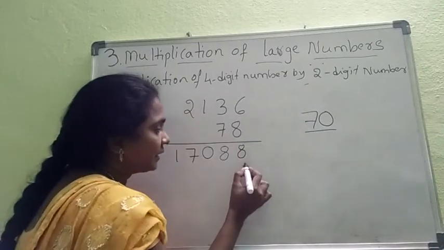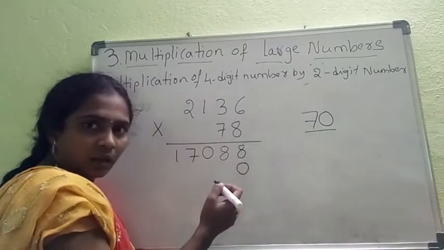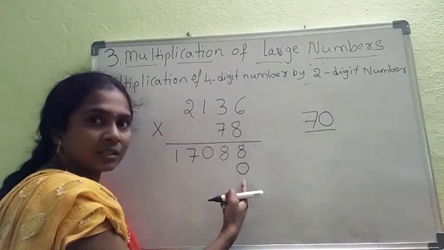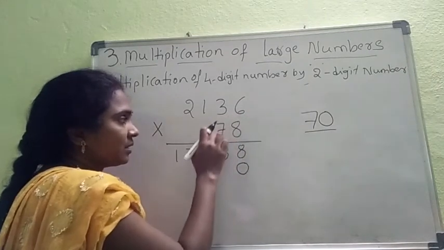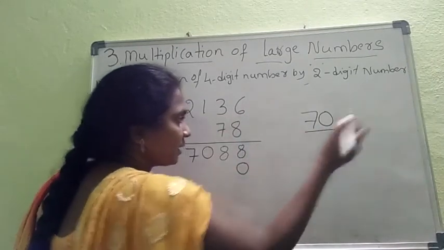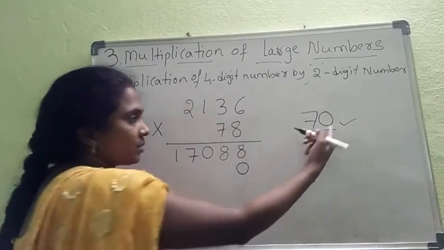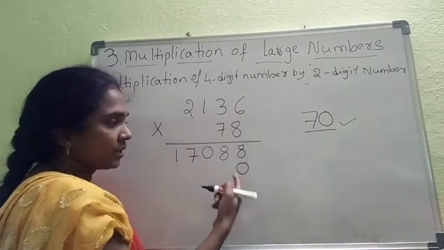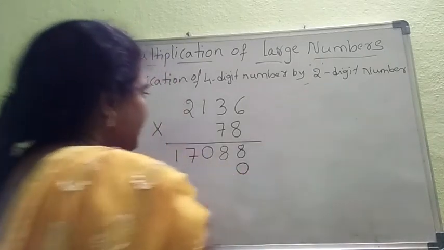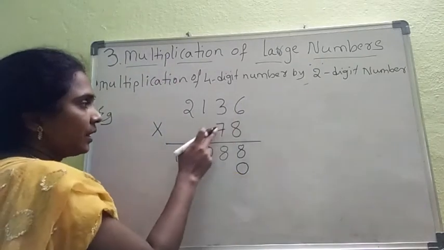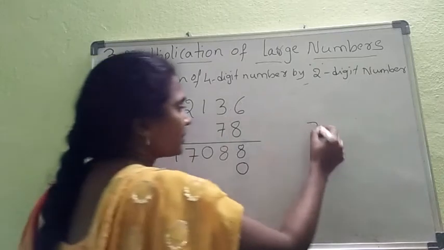That means I will write here first 0. I hope why I am writing 0 here is clear, right? We are multiplying the tens place digit. What is the tens place digit here? 7. That means we are multiplying by 70. So the first place we have 0. That's why I wrote 0. Right? Next, start with the 7. 7 sixes are, how much?